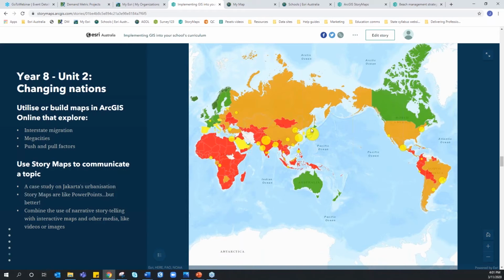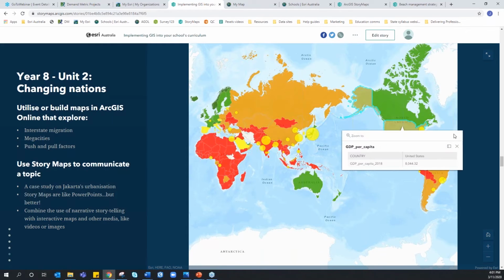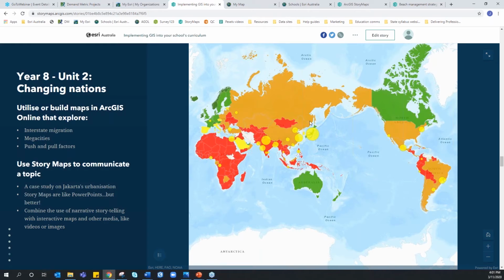It seems that megacities lie predominantly in regions where the GDP is lower. There are a couple of exceptions, of course, being Japan, some areas in Europe as well. And even though New York and LA, if you will, are first world cities, I guess, their GDP is also not as strong. But we definitely see a concentration in those lower GDP areas.